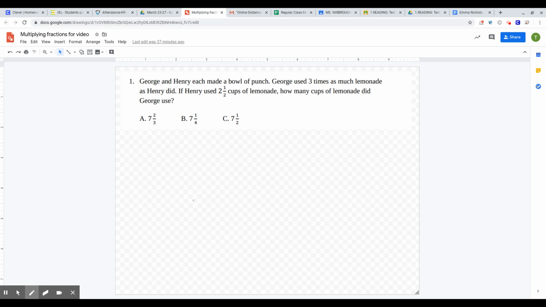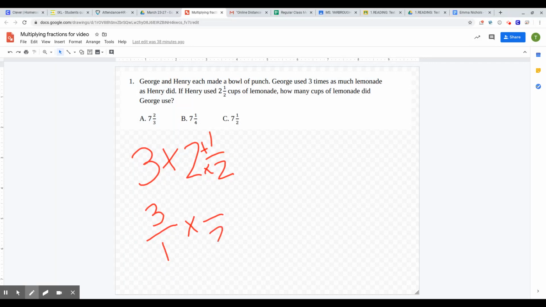Well, this one just outright tells us 3 times, so we know we're multiplying there. So we'll say 3 times 2½. If we're multiplying mixed numbers with whole numbers, we know we have to convert them into improper fractions. So we'll put the whole number over 1, and then take the mixed number, use times and plus. The denominator will stay the same.